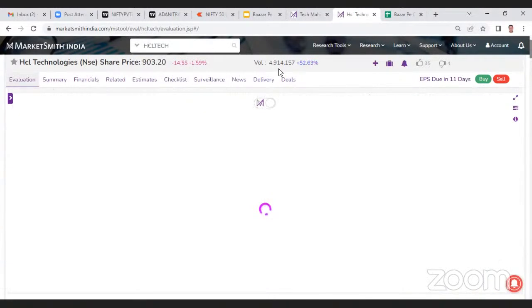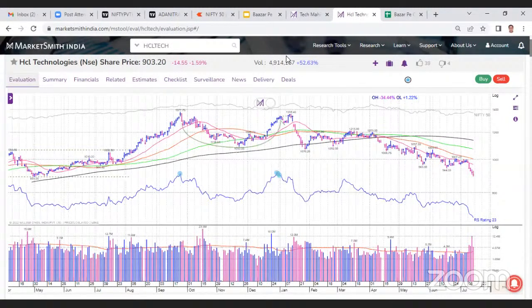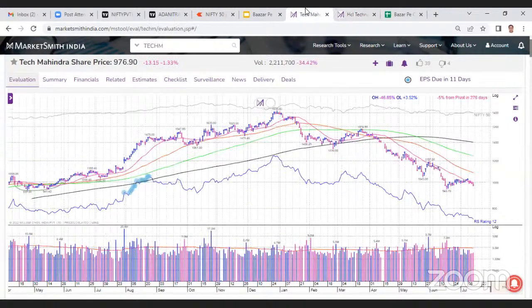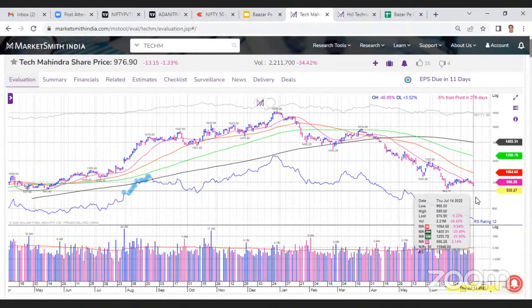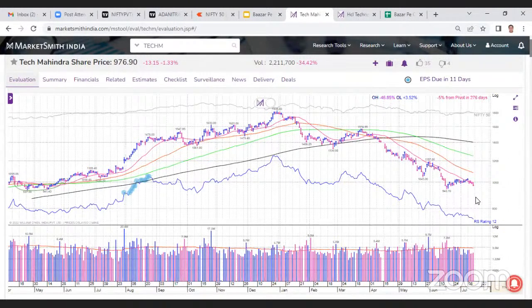See, if I talk technically about Tech Mahindra, it has some support around the 920 level. So it may take support. Who knows what will happen? But in my opinion, in the broader view, please wait in this particular space. Give it some more time, at least 3 to 6 months, and wait for that.